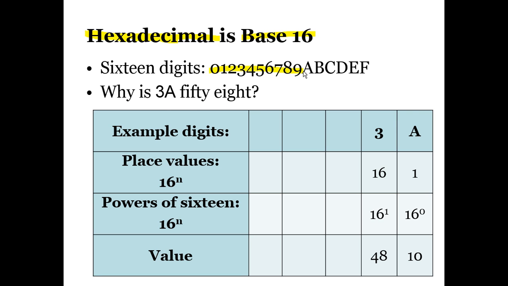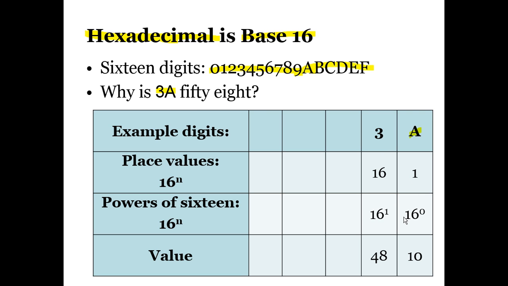The base 16 has 16 digits. The digits 0 through 9 are the first 10. After that, we run out of digits, so we continue with letters. After 9, we go to A, B, C, D, E, F, and that gives us a total of 16 digits, which is base 16. So right now we're going to take a look at the hexadecimal number 3A, and we're going to convert that to decimal. A happens to be worth 10. After 0 through 9, the next digit is A, which is worth 10.